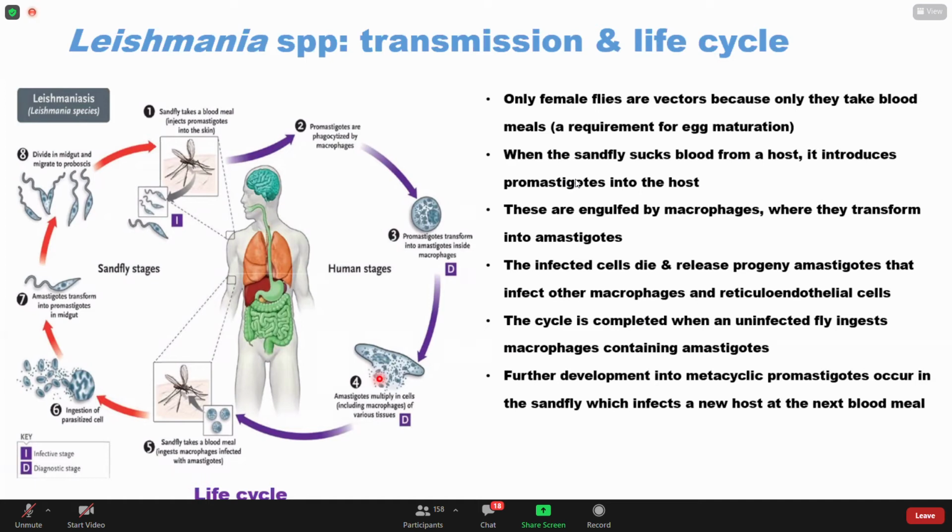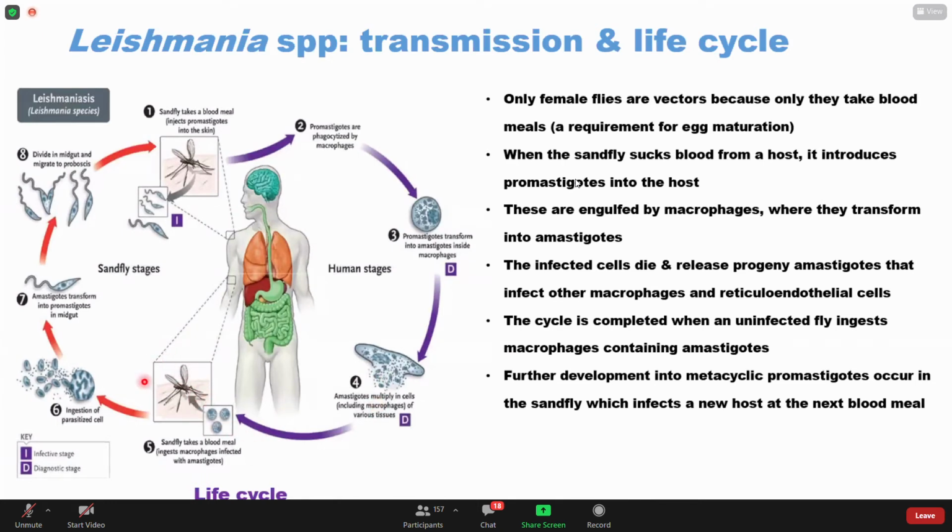So the parasite changes form and becomes non-motile. So we refer to them as amastigotes because they don't have flagella again. They are no longer motile. And within the macrophages, they start to multiply. Eventually, they destroy the macrophages and then they invade surrounding macrophages. And that's how the infection progresses.